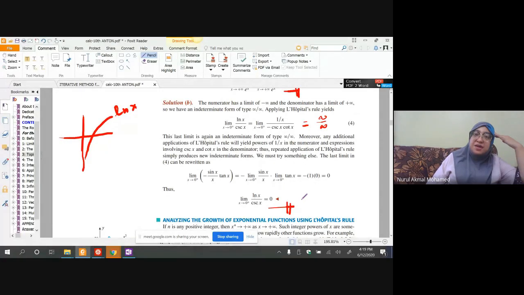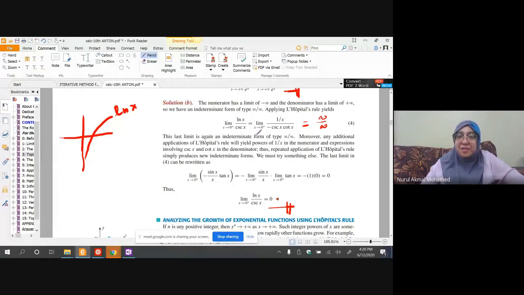If you cannot simplify, then what can you do for this? Can you apply L'Hopital rule once again? 1 over the derivative of 1 over x will be 1 over negative of 1 over x squared. Okay. And what about this one? It may be difficult because you have to apply the product rule for this one. It will be complicated.